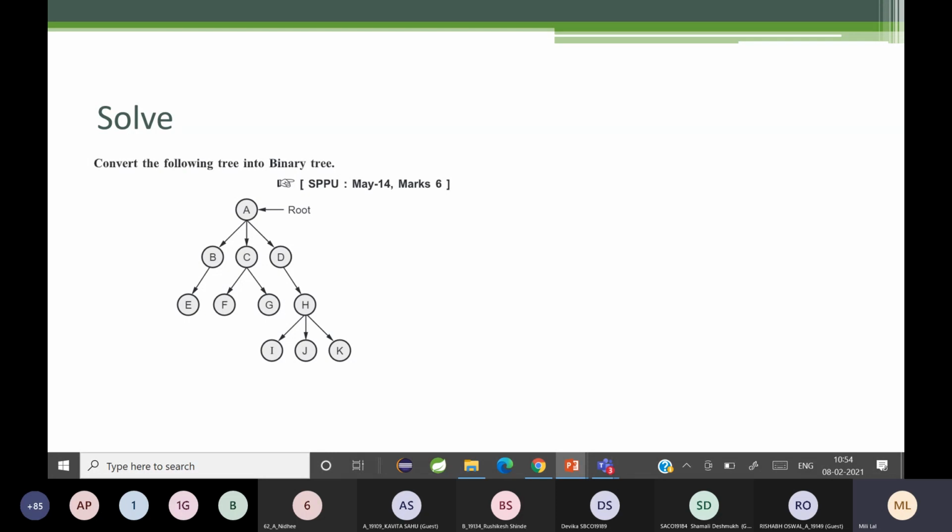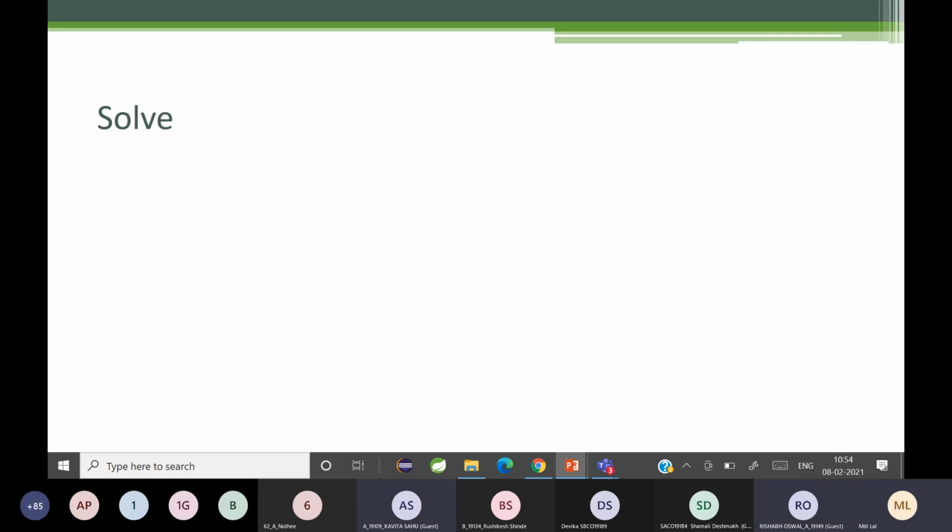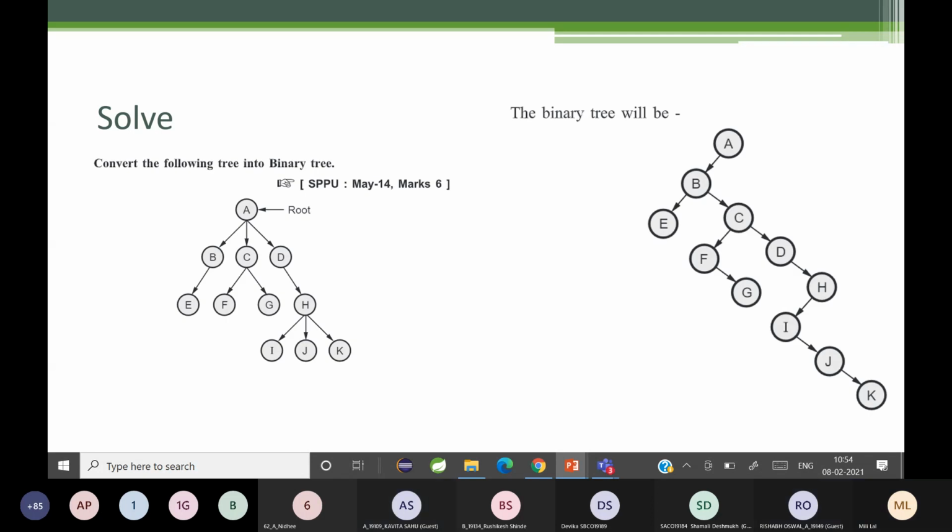What is the rule? First one is A. A is going to be the root node. Then comes B. B is the left child. Then which is the sibling of B? C. C is going to be the right node of B. And the left node of B is going to be E.